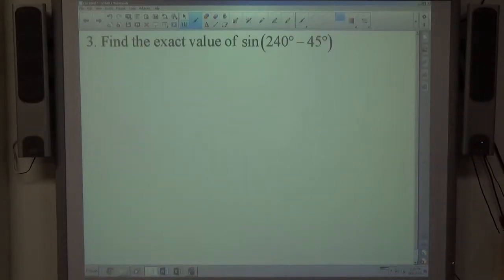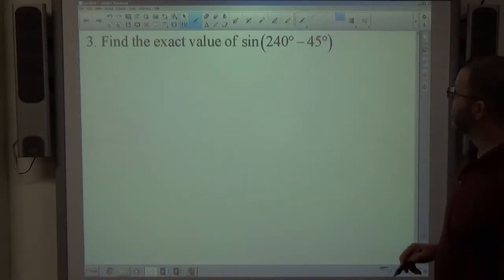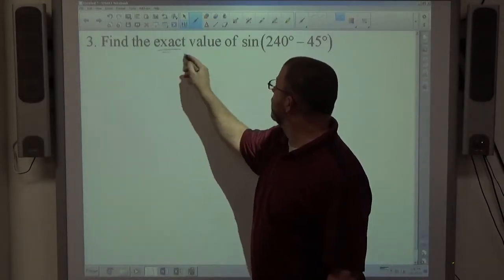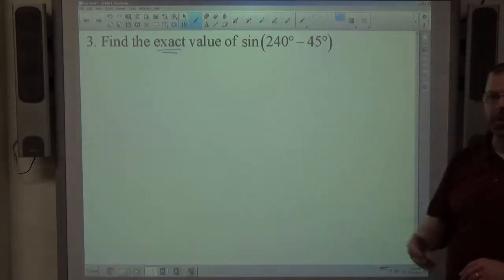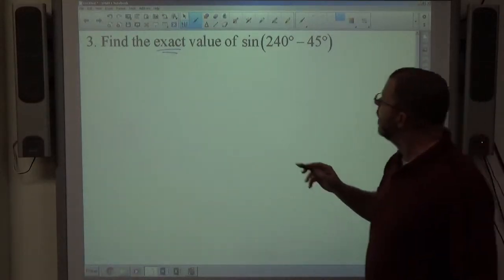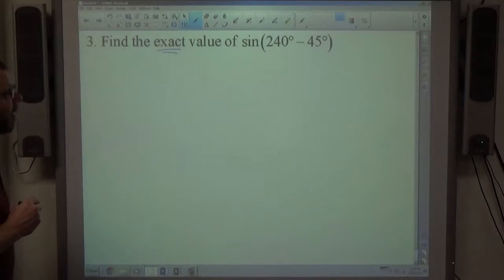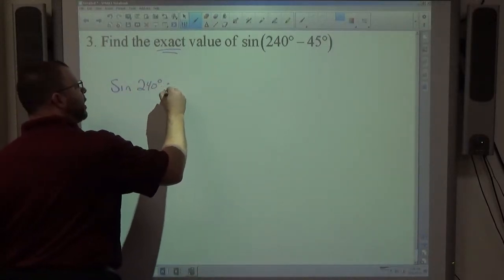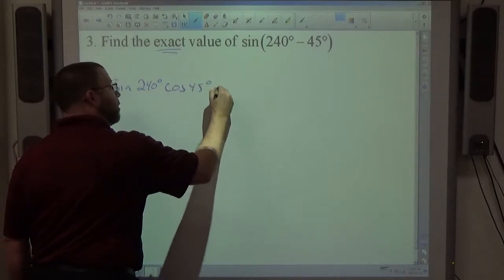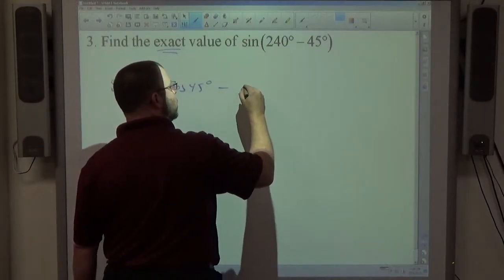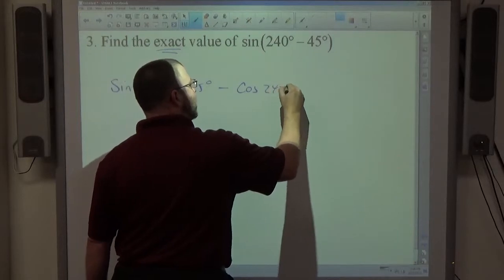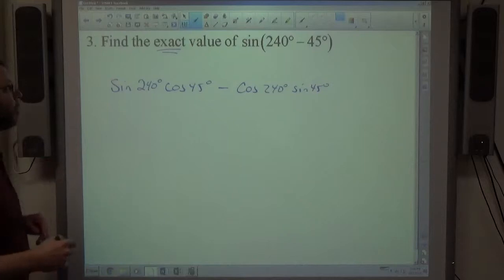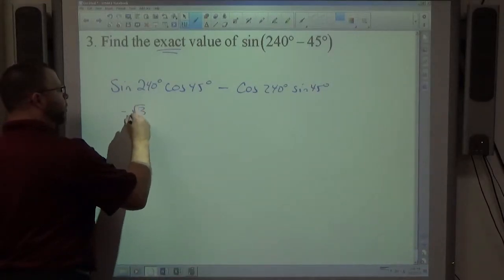Number 3, find the exact value of sine of 240 minus 45, and this is just sine of a difference of two angles. It does say exact value. They subtract to 195. That's not one of our numbers that we have an exact value for. So if I use the sine of a difference identity, it tells me that I take the sine of the first angle, cosine of the second angle, minus, and then cosine of the first angle, and sine of the second angle.